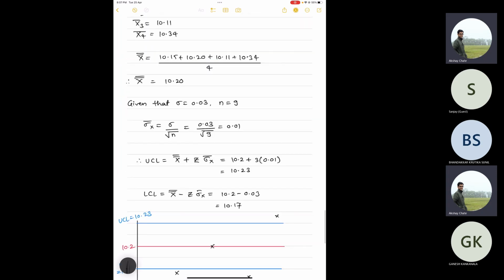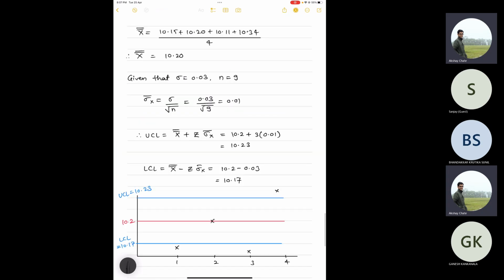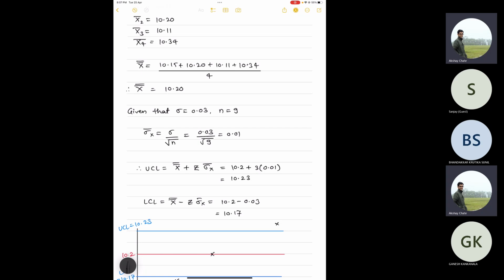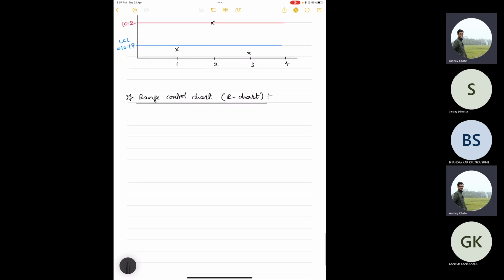Now this is the mean chart. Similarly, you will have a range chart. So range chart is basically what you do... okay, I'll just give you some broad idea because the calculations are similar. Okay, so this one was the control chart. Then we have the range control chart, which is also called the R chart. So here the difference from the previous one is, here UCL is nothing but D4 into R bar, and LCL is D3 into R bar.